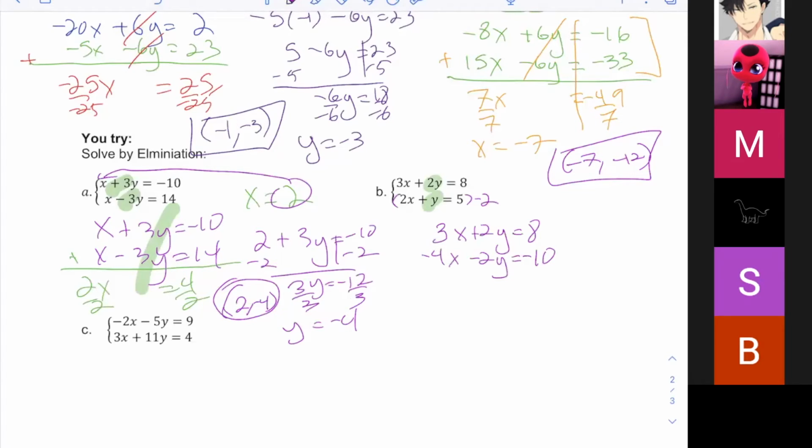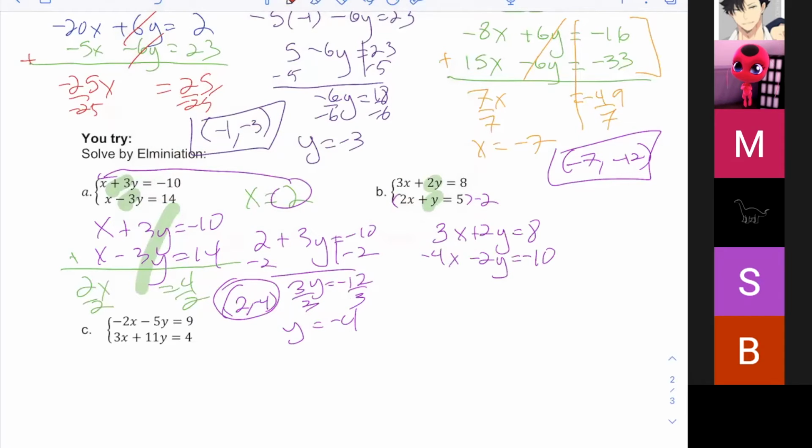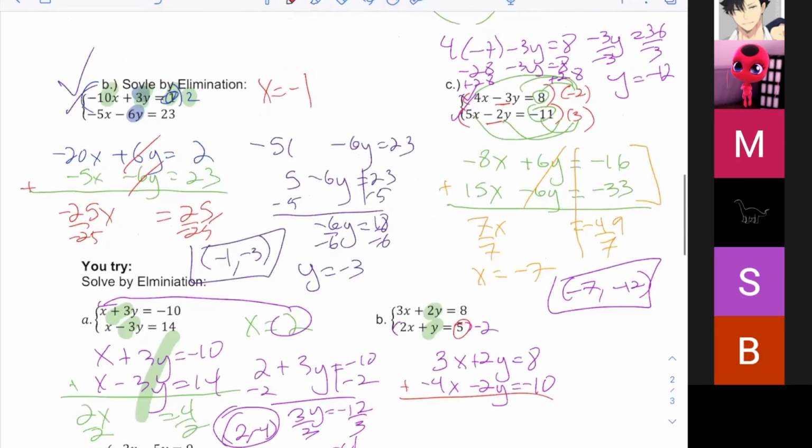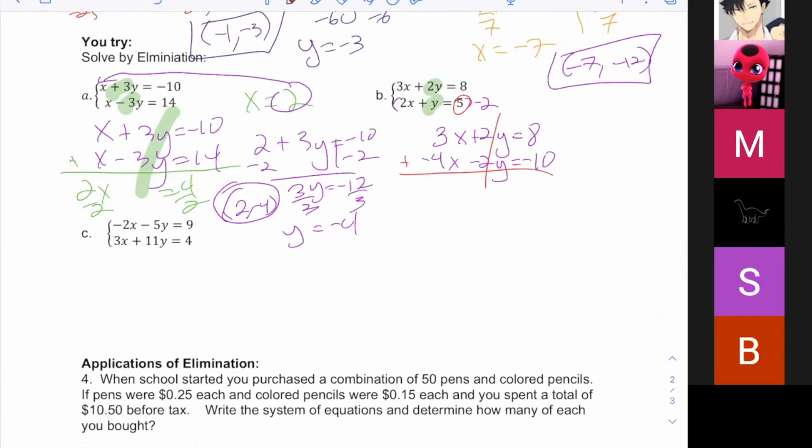The most common mistake with elimination, which is why sometimes students don't have success with it, is they forget to multiply the constant by the number. You can't forget that constant. So now when I add these together, 2y minus 2y is eliminated, and I get negative x is equal to negative 2. Divide both sides by negative 1. X is equal to positive 2.